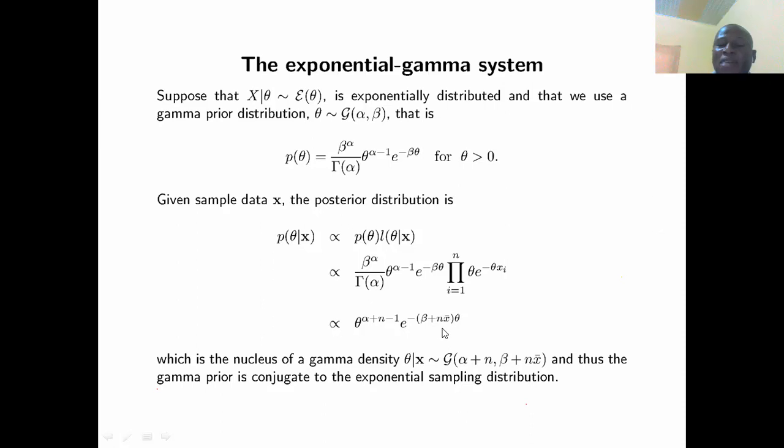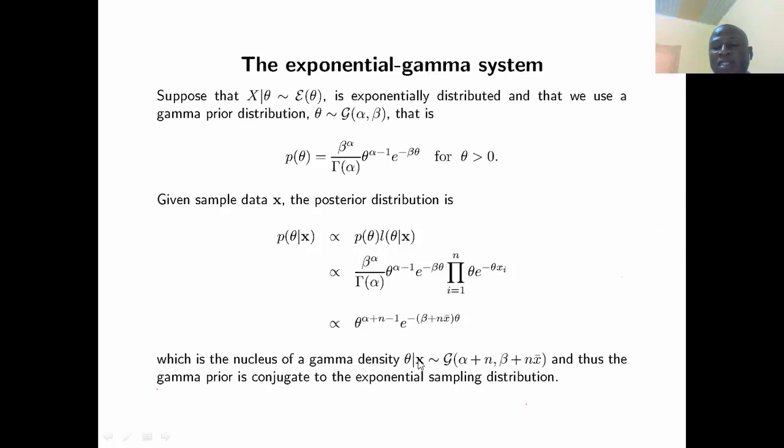Because the x bar is summation xi over n. So if you have summation xi over n, the over n will cancel the n that is here, leaving your xi. So this is what we have as our posterior.